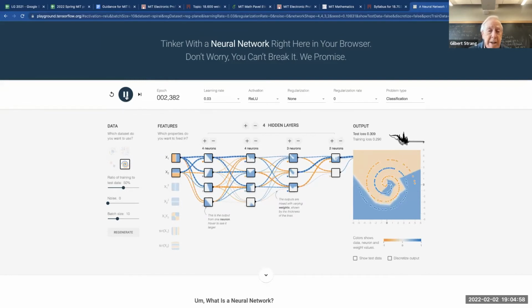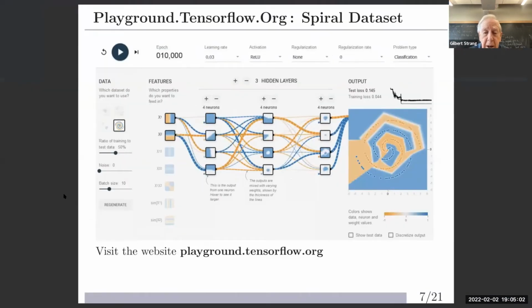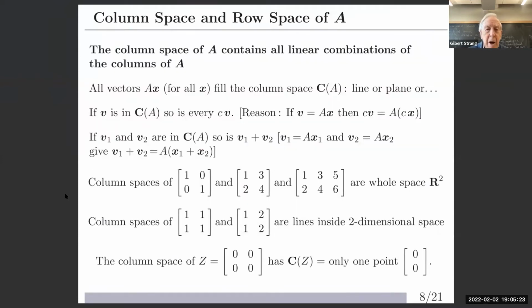I hope that's interesting. So now we're up over 2,000, but, oh well, yeah, that looks pretty good. Oh, that's almost success, isn't it? At 10,000 iterations, it's almost successful. Yeah, I see a few blue dots still in the orange part. Okay, back to mathematics. That was the fun. Okay, and back to linear algebra.